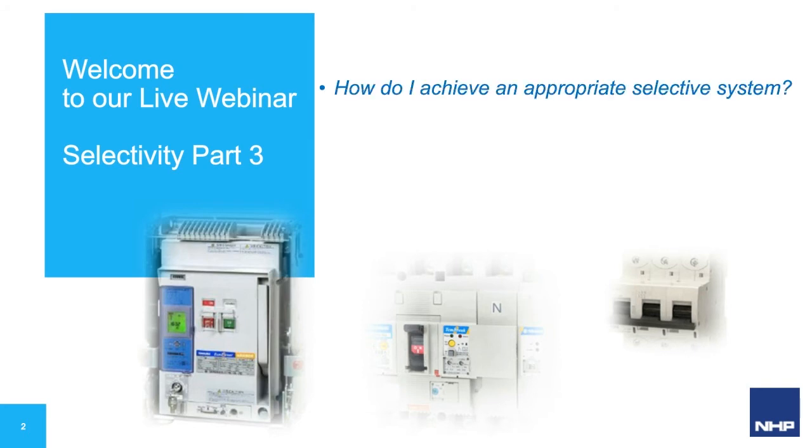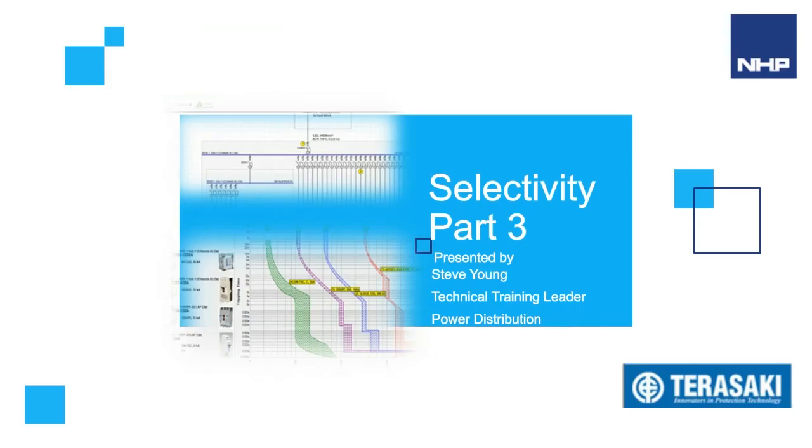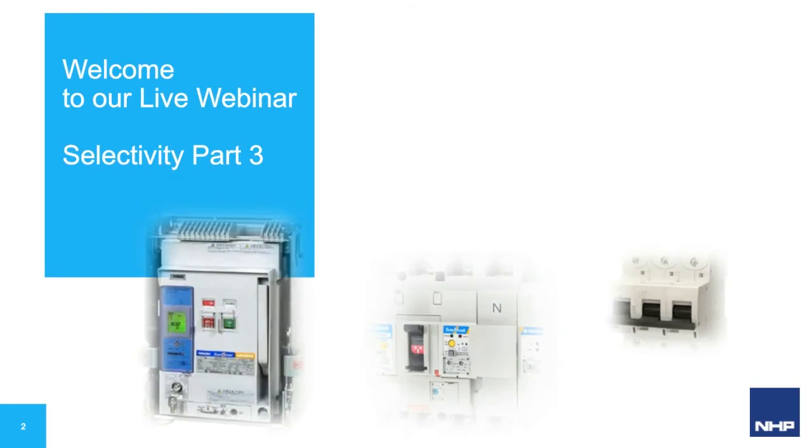What is a type A MCCB and what is a type B? What is zone selective interlocking? What are my design criteria and my actual priorities? And what's my realistic outcome?